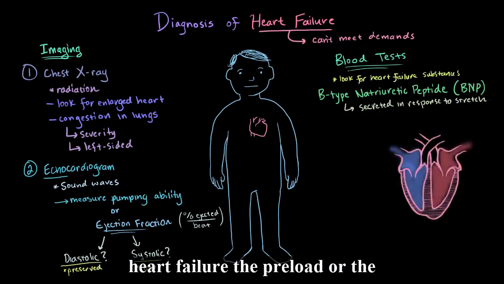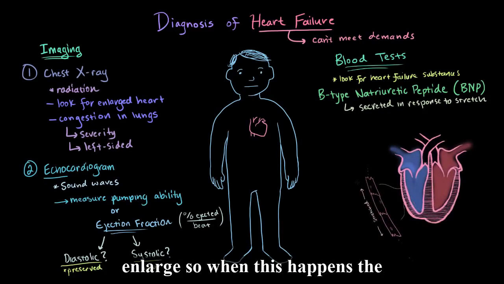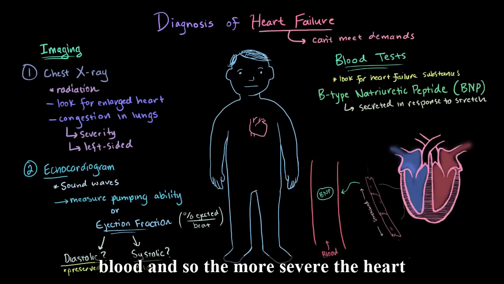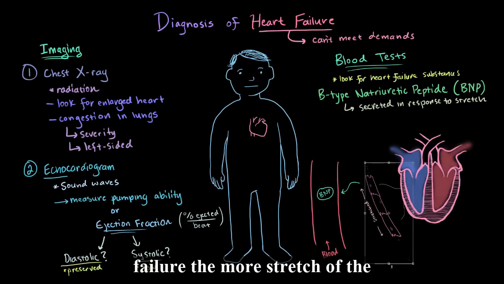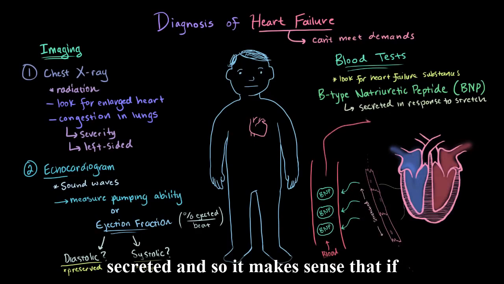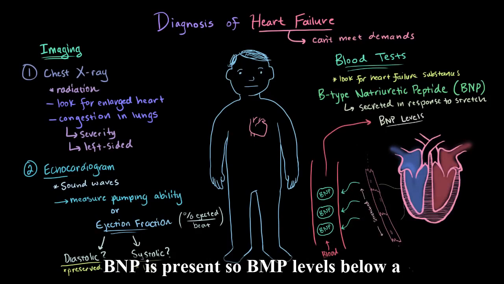Remember that with heart failure, the preload, or the pressure in the ventricles, tends to increase, right? Which causes the muscle cells to stretch more and the heart to enlarge. So when this happens, the ventricles secrete this BNP into the blood. And so the more severe the heart failure, the more stretch of the ventricles and the more BNP that's secreted. And so it makes sense that if we take a small sample of blood, we might be able to analyze it and see how much BNP is present.